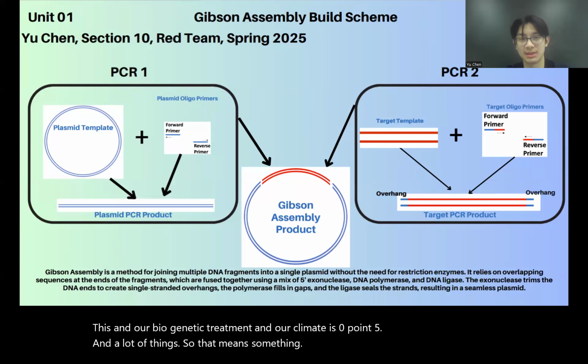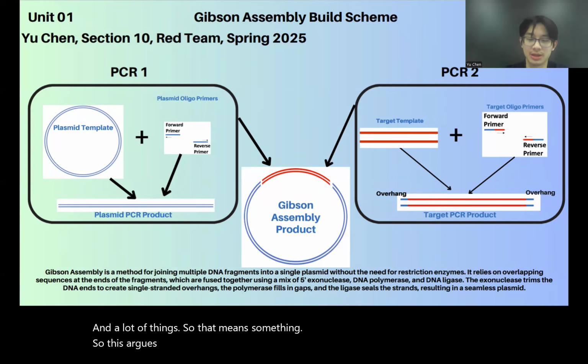So this is our Gibson assembly. And in Gibson assembly, we created two PCR sets, one constructing the linearized plasmid PCR product, and the other being our target PCR product. And it contains overhangs to generate the plasmid through Gibson assembly. And this is how we made and amplified our protein. And this is a template right here.